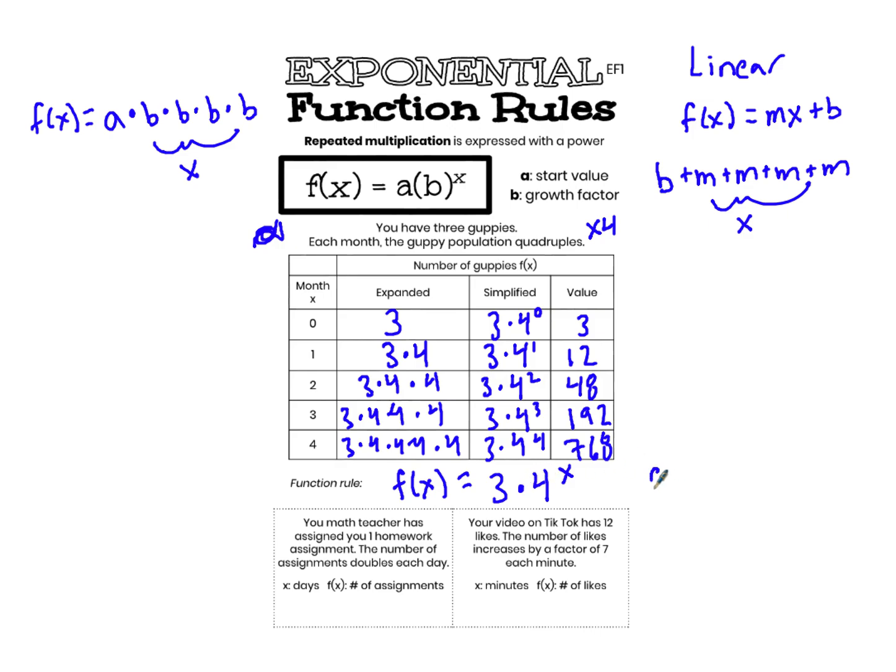A more sophisticated way to write this is f of x equals 3, and then write the base of that power in parentheses, 4 to the x. Either of these is fine with me. So a times b to the x, where my start value a is 3, and then my growth factor b is 4.